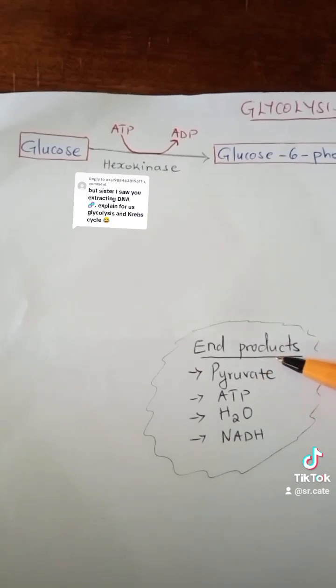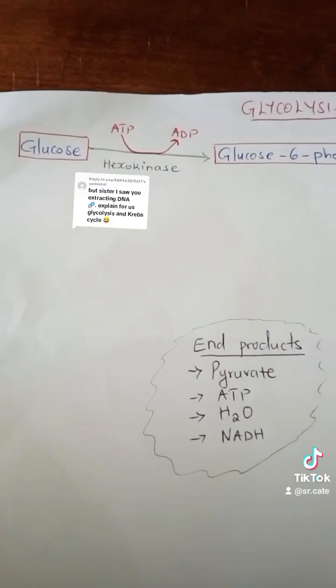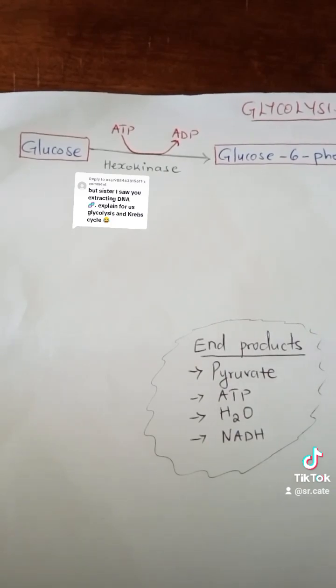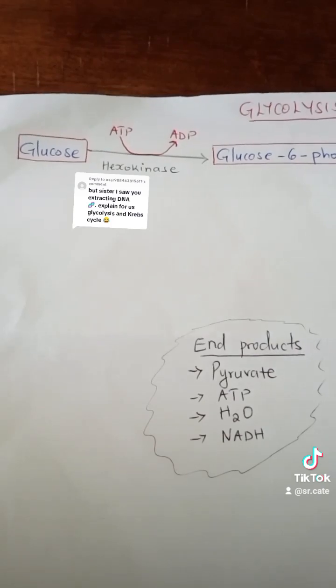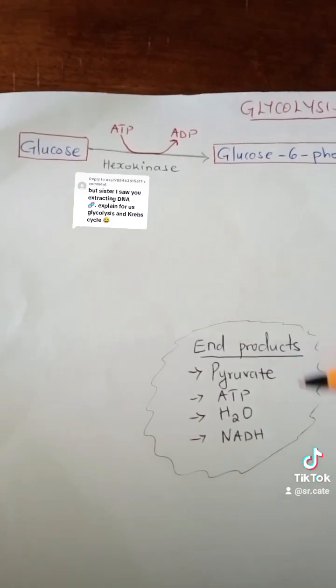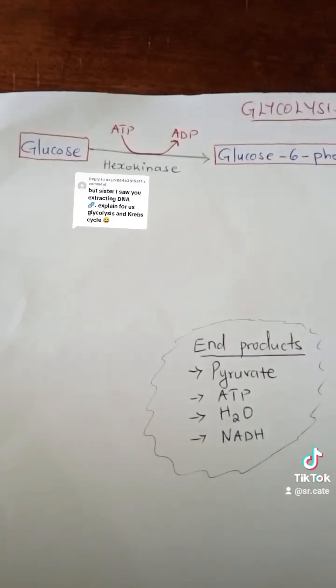Now this pyruvate is what is used in the next process or pathway, that is the Krebs cycle, because in the Krebs cycle now pyruvate will undergo oxidative decarboxylation so that it can be used to produce a molecule which is acetyl coenzyme A, which enters the tricarboxylic acid cycle. But for today, that is glycolysis.